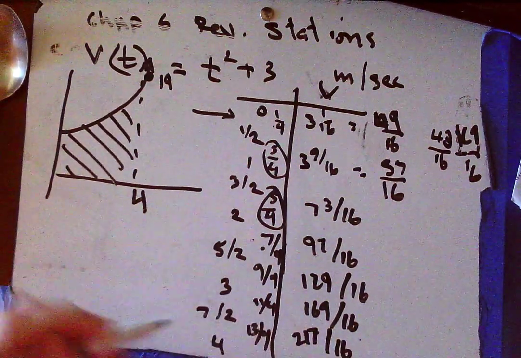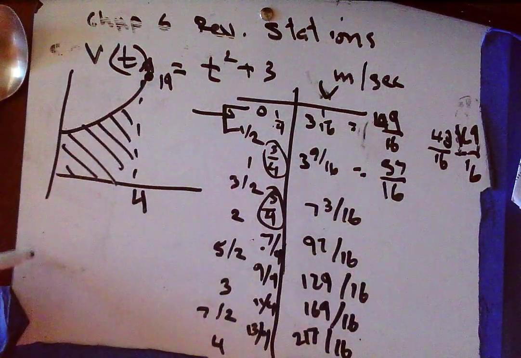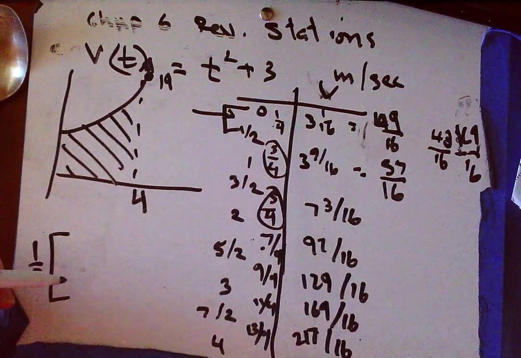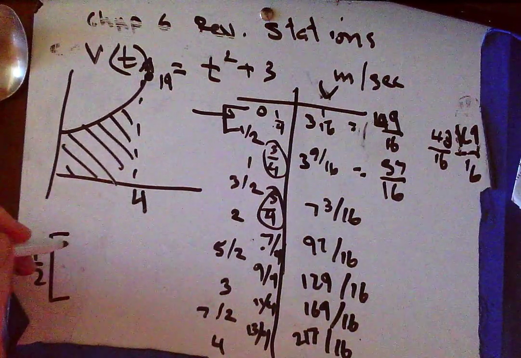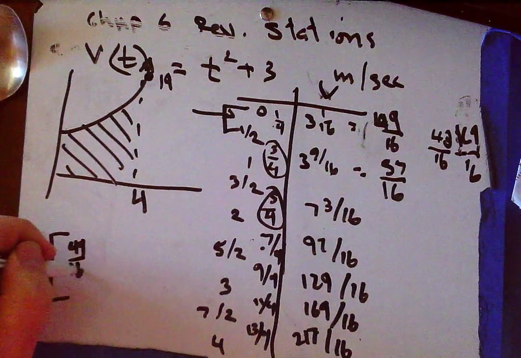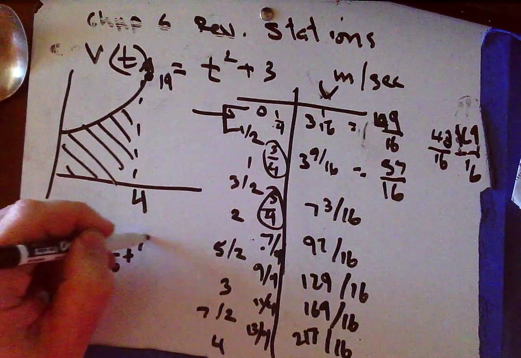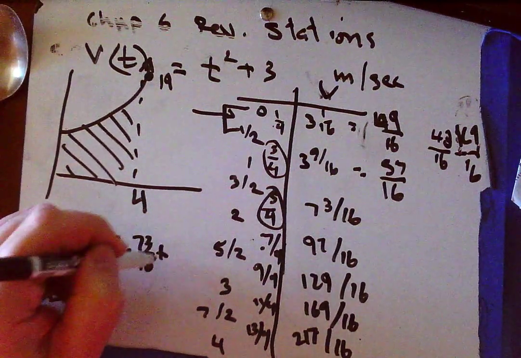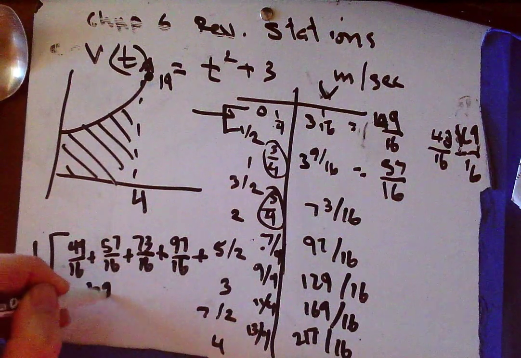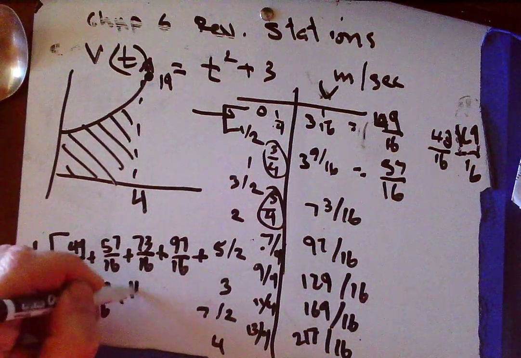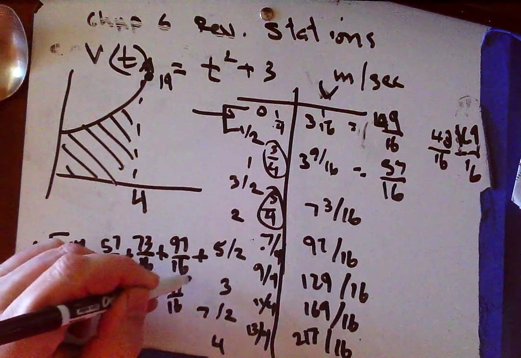16ths. So if I'm looking to do MRAM, my subinterval width is always the same, 1/2, and I'm just going to add up these values. So that's 49 16ths plus 57 16ths plus 73 16ths plus 97 16ths plus 129 16ths plus 169 16ths plus 217 16ths.